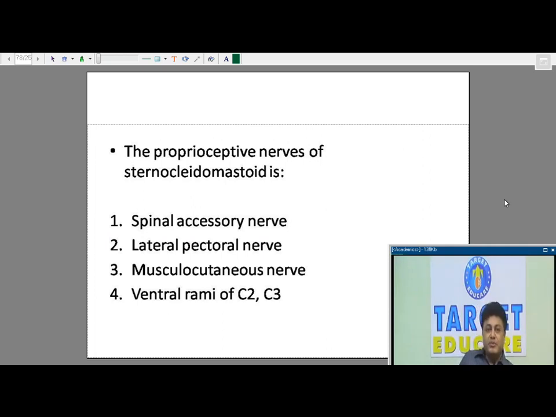Next, the proprioception from sternocleidomastoid is from spinal accessory nerve, lateral pectoral nerve, musculocutaneous nerve, or from the ventral rami of C2 and C3. This is about sternocleidomastoid proprioception, not the motor supply. Got it?